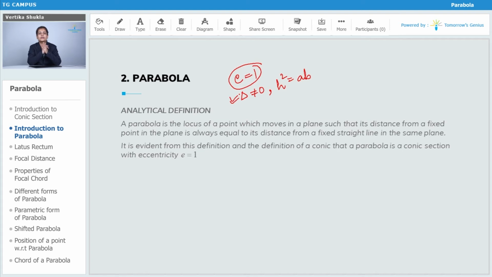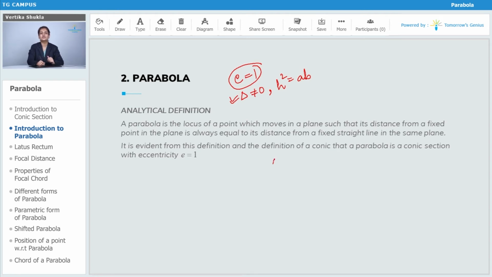Okay, so now let us see what is the analytical definition of a parabola. A parabola is the locus of a point which moves in a plane in such a way that its distance from a fixed point in the plane is always equal to its distance from a fixed straight line in the same plane. It is evident from this definition and the definition of a conic that a parabola is a conic section with eccentricity e equal to 1, which we have already discussed.